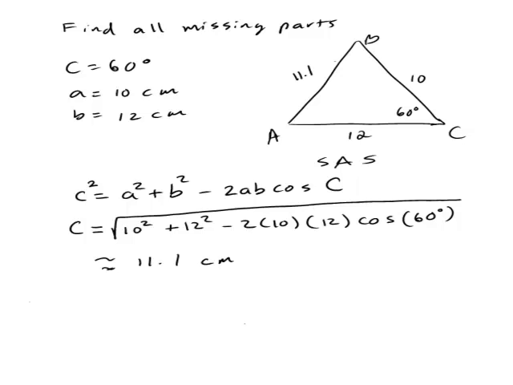Okay, so now what we have to do is we need to find angle A and angle B. All right. So what I like to do is I like to find the angle that corresponds to the smaller side, and I'll explain why I'm doing that in a second. Okay. So let's do it first. Let's find A.